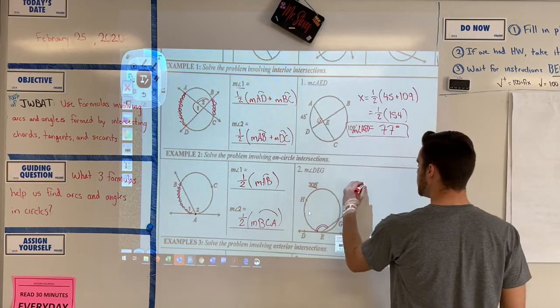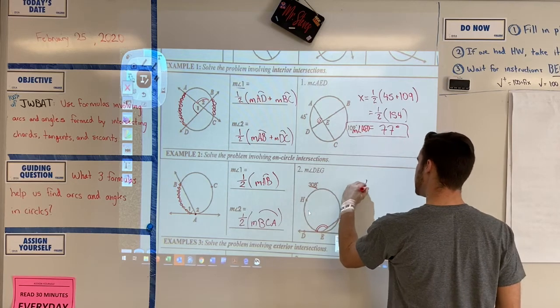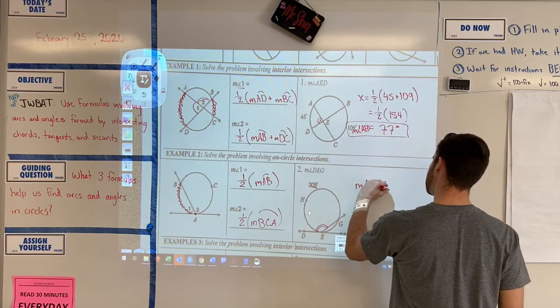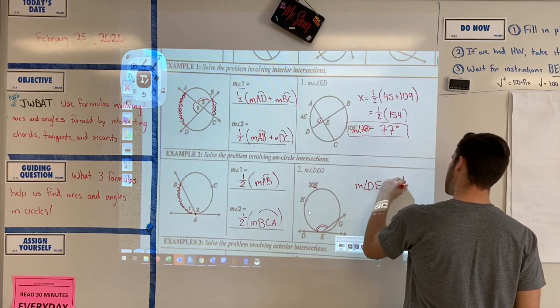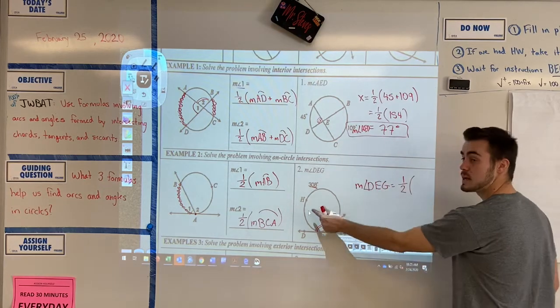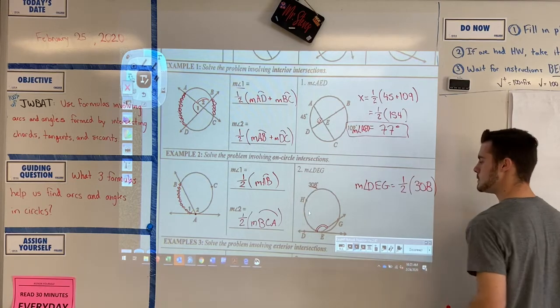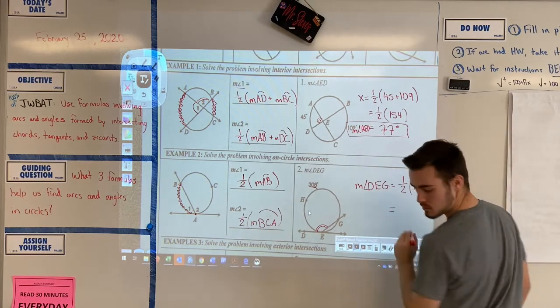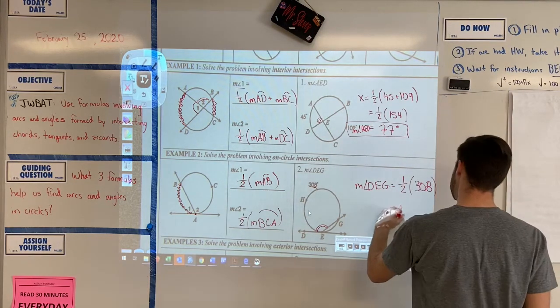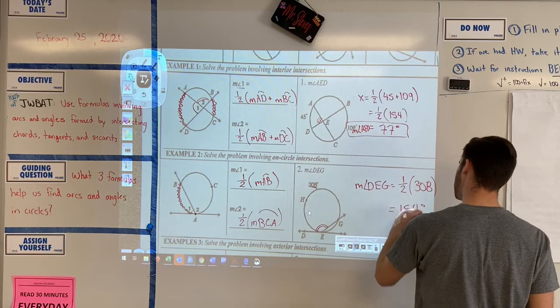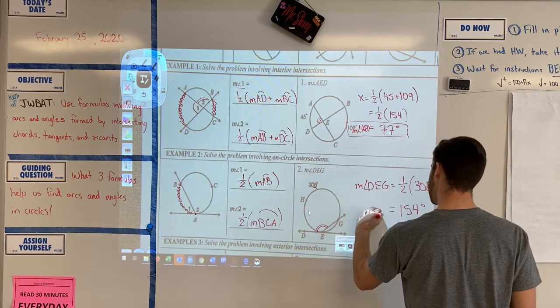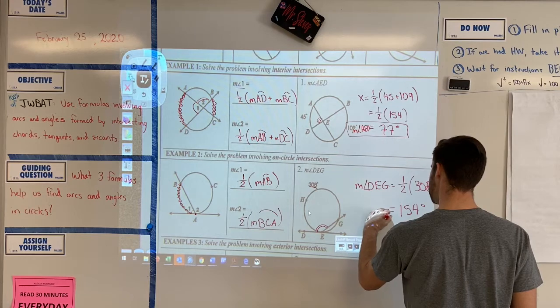All I have to do, if I want to find the measure of angle DEG, is I just take 1/2 times the corresponding arc of 308. Well, this gets pretty simple. We just have 154 degrees as the measure of angle DEG.